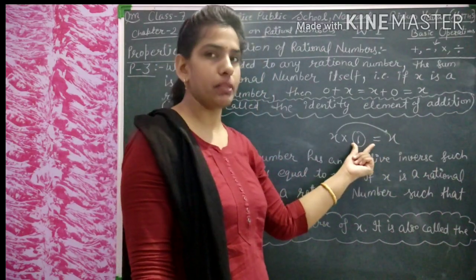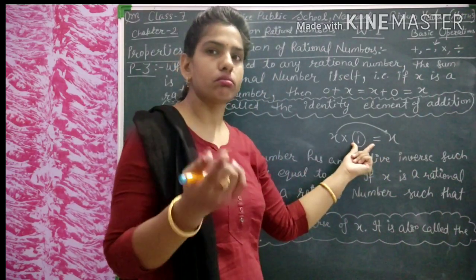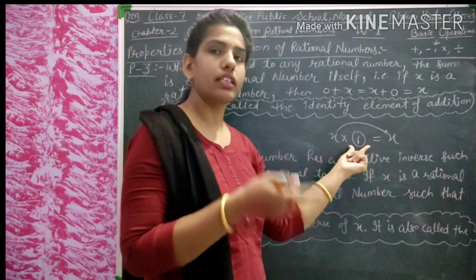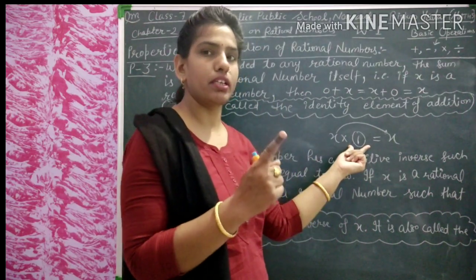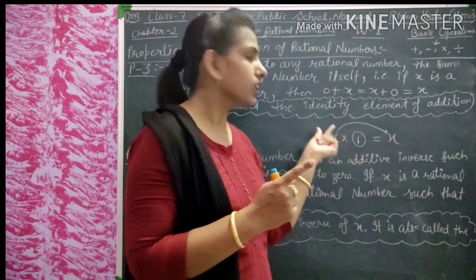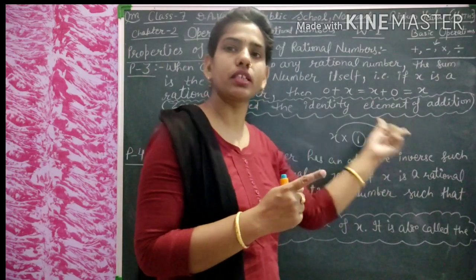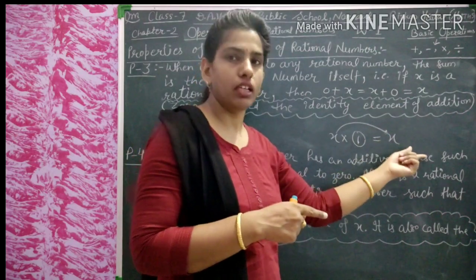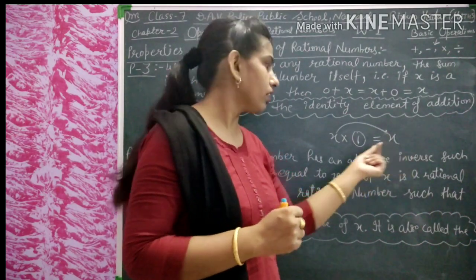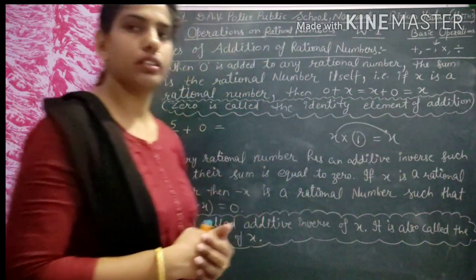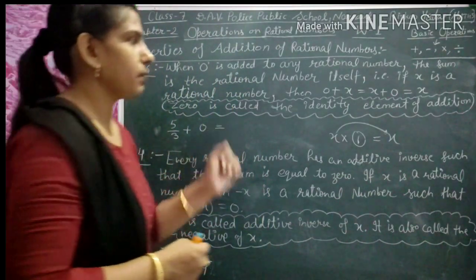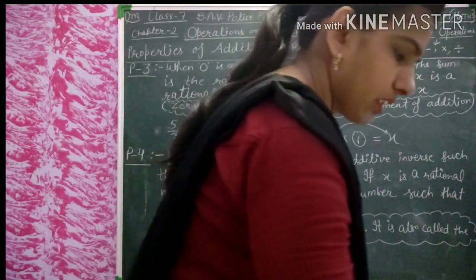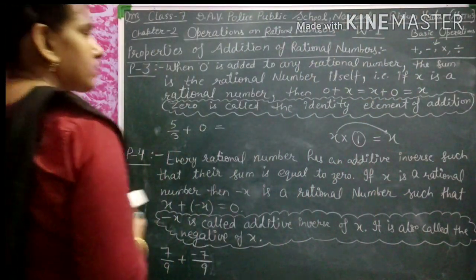But if we go to the multiplication property, we will see that the identity element is 1, because to get the number itself, we multiply by 1 and the number becomes itself. Is it clear to students? Now we will do property 4, but first we will solve this example.